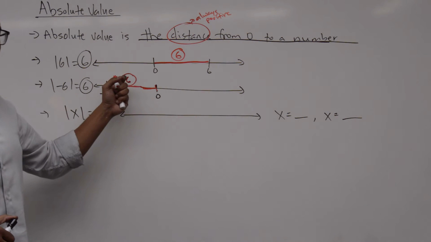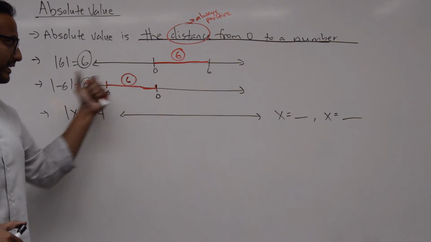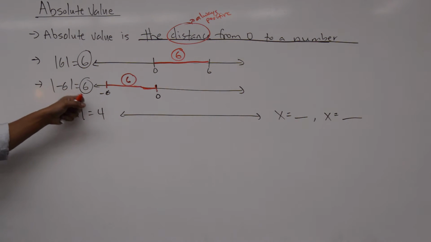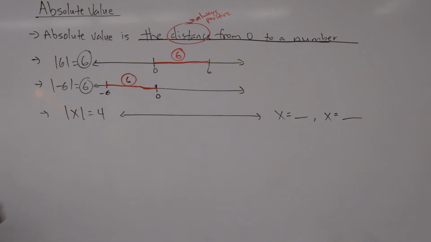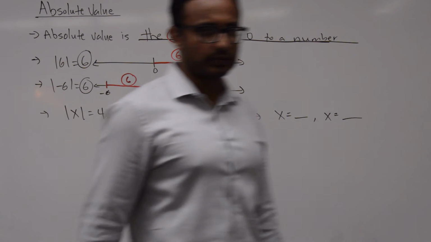Because distance is always positive, it doesn't matter if you go in the positive or negative direction, the absolute value will always be 6 since it represents the distance. Okay, next problem. We have the absolute value of x equals 4. What is x equal to?